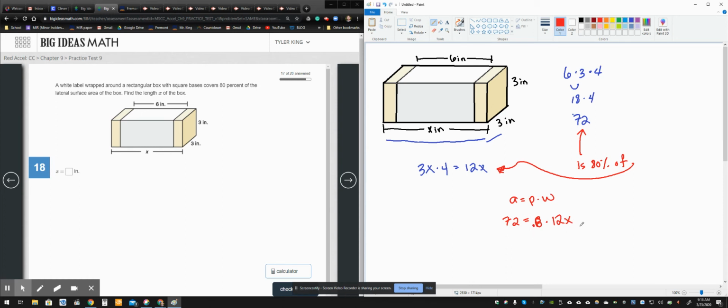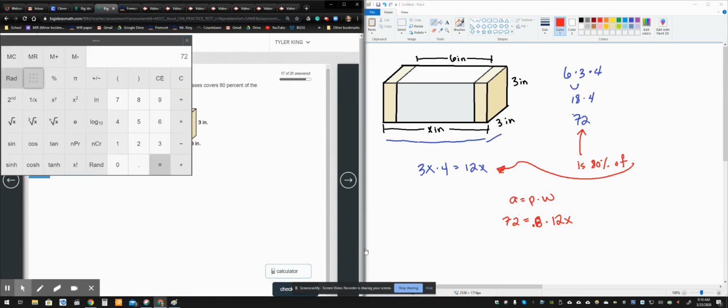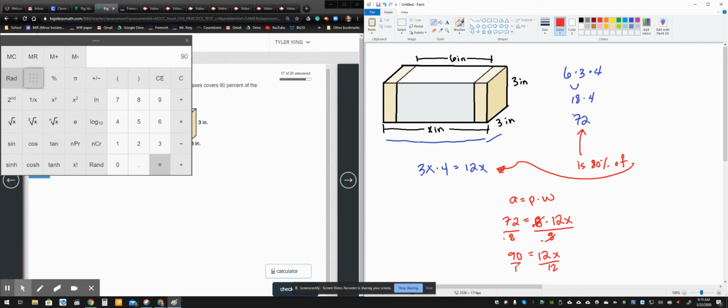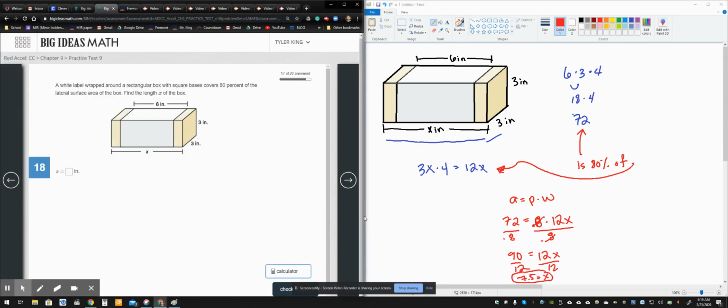So we can divide both sides by 0.8. I can grab my calculator and say 72 divided by 0.8 is equal to 90. So I'm going to divide by 0.8, divide by 0.8. This is going to go away. I'm going to have 90 is equal to 12x, divide by 12, divide by 12, and 90 divided by 12 is going to be equal to 7.5. And we should be able to check our answer here, and we see 12.5, or sorry, 7.5.